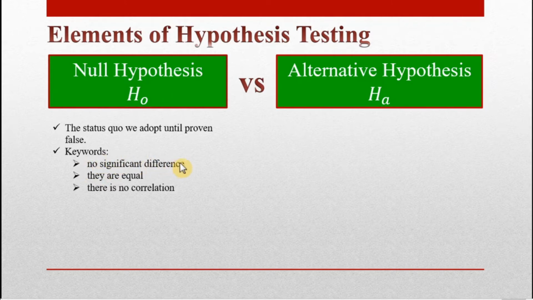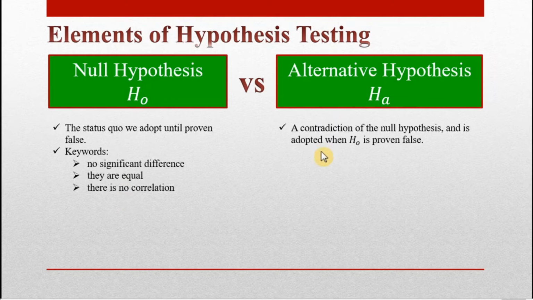No significant difference between or among quantities is synonymous to saying that these groups that we are comparing are equal. That is, if we are comparing in that particular research. If we are trying to correlate or explore the relationship of variables in a research, the null hypothesis is normally indicated by the keywords there is no correlation.